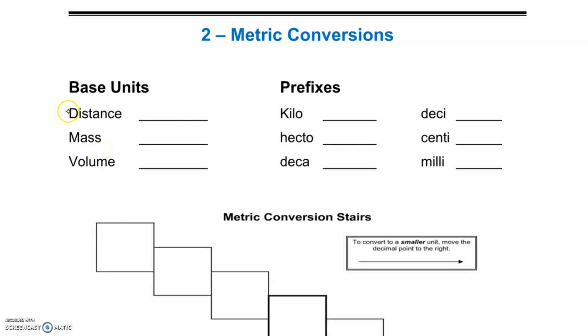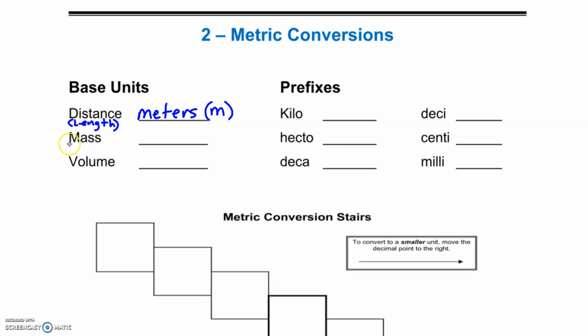So distance, which measures length. The unit of distance or length is meters. That is the base unit. Actually, I'm going to write the word there, and then we'll put the abbreviation after. And so the short form for meters is just a lowercase m.